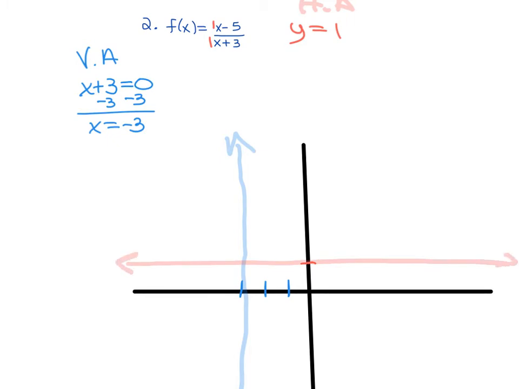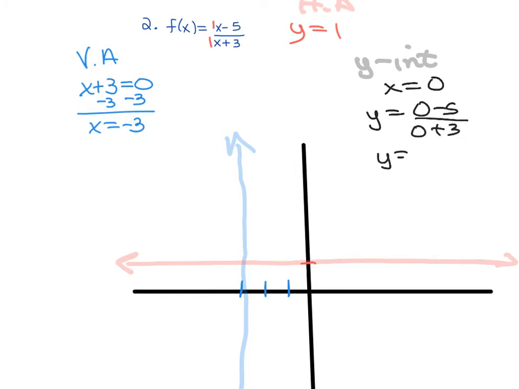I'm now going to calculate my y-intercept and my x-intercept. Now, technically, you can get this from your calculator. Remember, for the y-intercept, you're looking to see where x equals 0. But let's do it by hand. So for the y-intercept, I set x equal to 0. So y equals 0 minus 5 over 0 plus 3. So y equals negative 5 over 3. So my y-intercept is 0, negative 5 over 3, which is like negative 1 2/3.